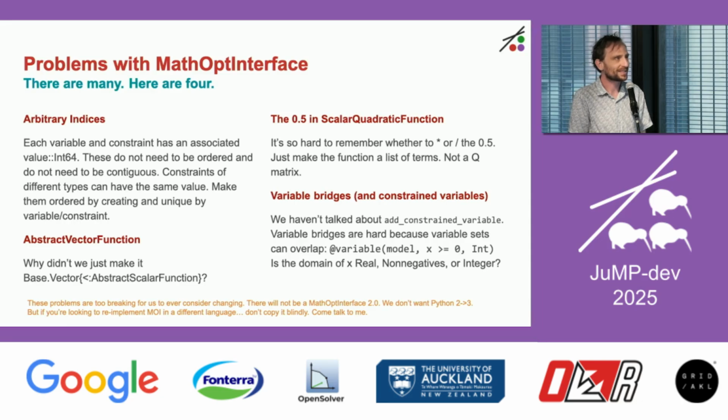The biggest bugbear I have is the 0.5 in the scalar quadratic function. A scalar quadratic function is a list of scalar quadratic terms, and the diagonals either have a 0.5 in front of them or a 2 in front of them, and I can never remember which way it is. I often just have to try both of them or sit down on a piece of paper and work it out. It would have been so much easier if, instead of being elements in a Q matrix, it was just a vector of terms. So 2x, y really meant 2 times x times y, and not the 2 in the lower half of the triangle of the Q matrix with a 0.5 in front of it.